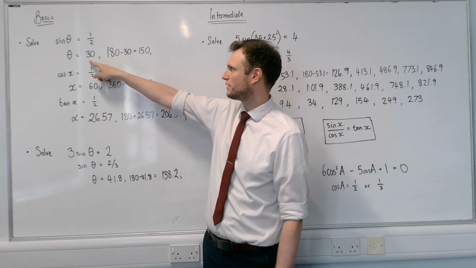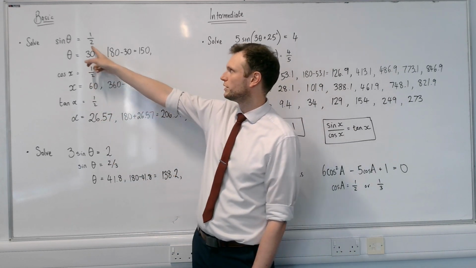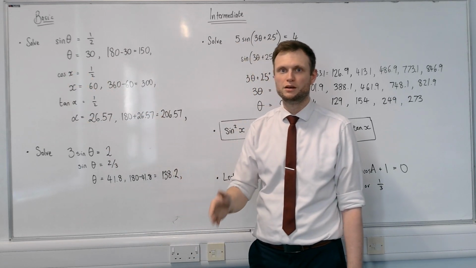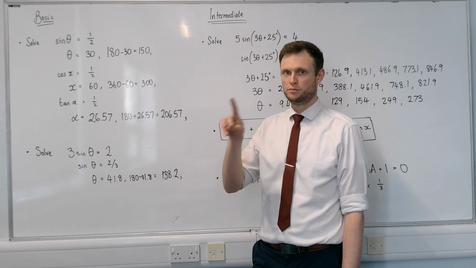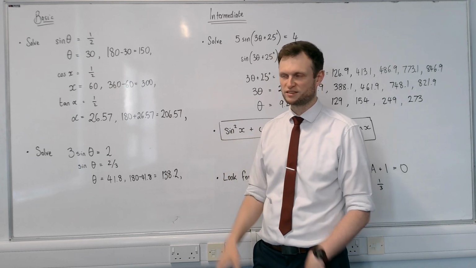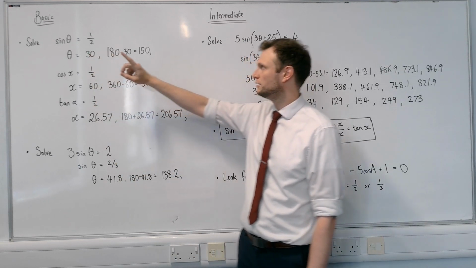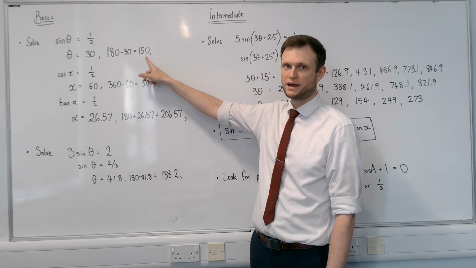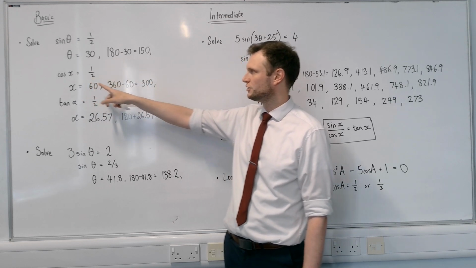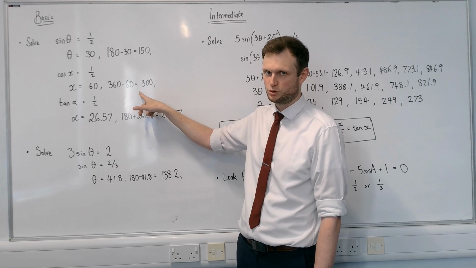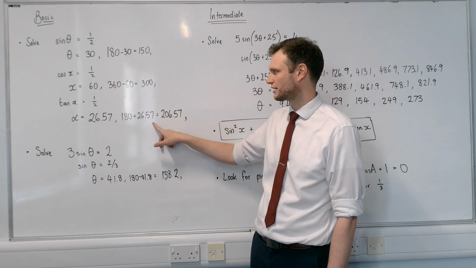So it gives you two values, and for almost every number you can put here, anywhere between 1 and -1, you can get two solutions per wave, so per 360 degrees. You're going to get the one that comes out of your calculator, and then the one that you get by taking it away from 180. For cosine, you take it away from 360 to get the second one, and for tan, you add it to 180 to get the second one.